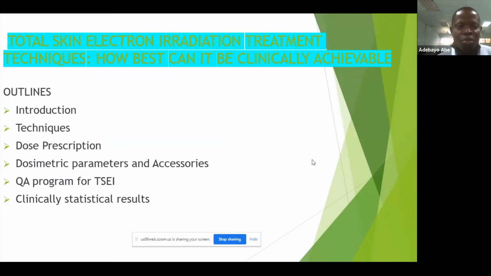So I will be talking on the total skin electron radiation treatment techniques. How best can it be clinically achievable? And I'll be speaking on all these outline: introduction, techniques, dose prescription, dosimetry parameters and accessories, the QA program that is needed for total skin electron irradiation, and the clinical statistical results.